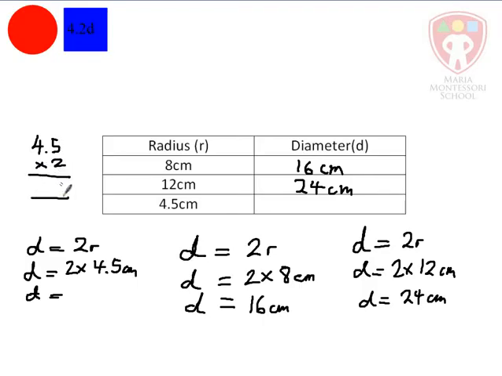Well, 5 times 2 is 10, you write a 0, carry a 1. 4 times 2 is 8, plus the 1 gives us 9. How many numbers after the decimal point? Just the 1. So we just put our point in here. And so the answer will be 9.0 centimeters. And we can write that in our table.